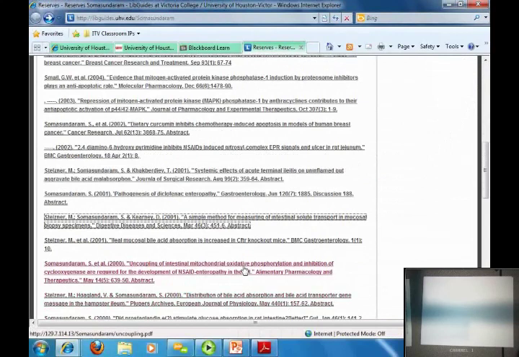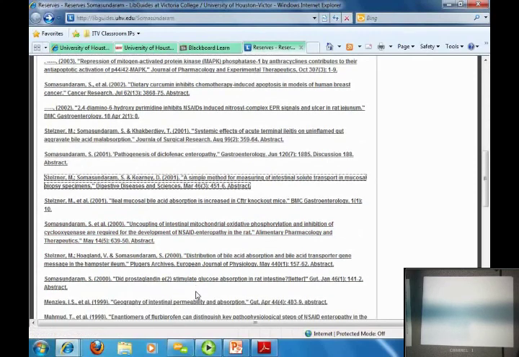Another one which is going on to mitochondrial uncoupling of intestinal mitochondrial phosphorylation, and this particular paper shows the inhibition of cyclooxygenase and the uncoupling of mitochondria both together constitute the ulcer formation. And this particular paper is being quoted by Wikipedia on the mechanism of action of aspirin. So this is again another paper which has more citations on it.